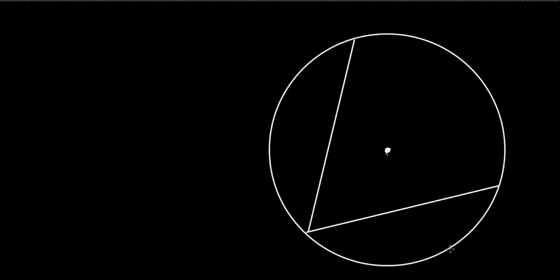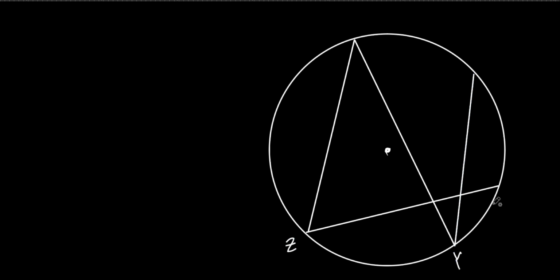And we got another one that goes to here, and we got another one that goes to here. That's pretty close to what they have in the book. All right, let's label it. So that one's Z, that's Y, this is X, this is W, and this is V.